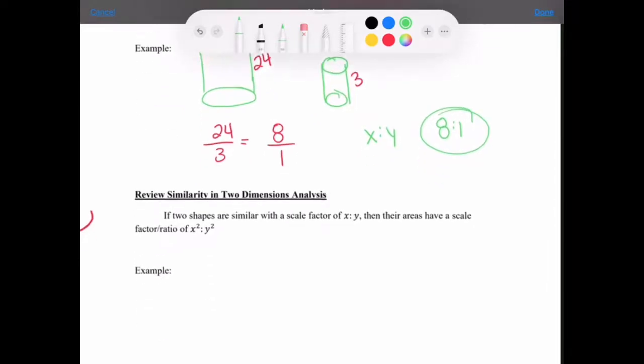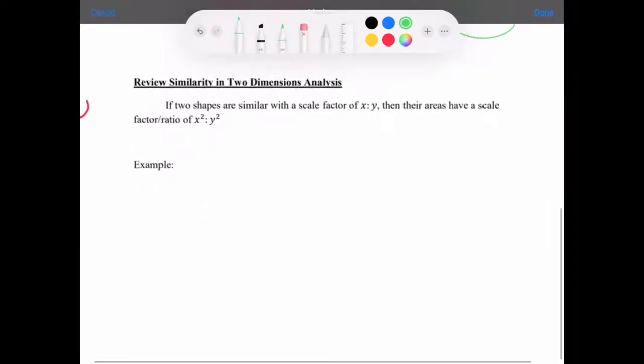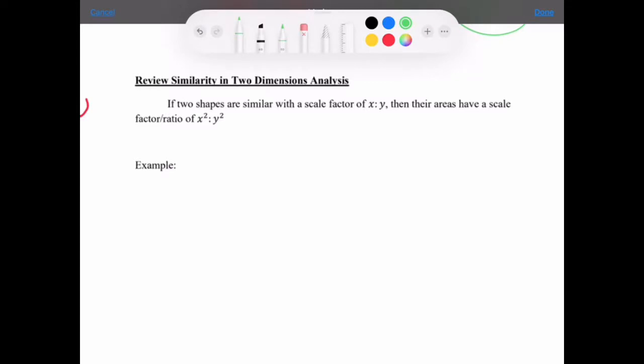Okay? Now let's look at two-dimensional analysis. So if two shapes are similar with a scale factor of x to y, then their areas have a scale factor or ratio of x squared to y squared. So first we looked at just sides and single dimensions, and now we're talking about their area. So their areas have a ratio of x squared to y squared.